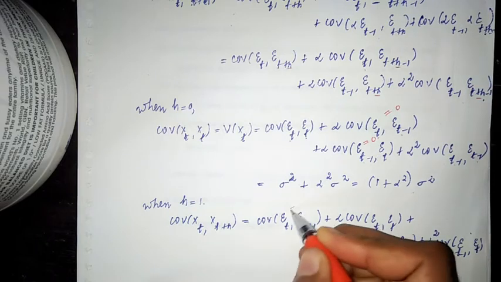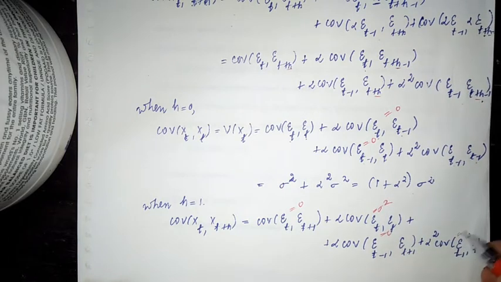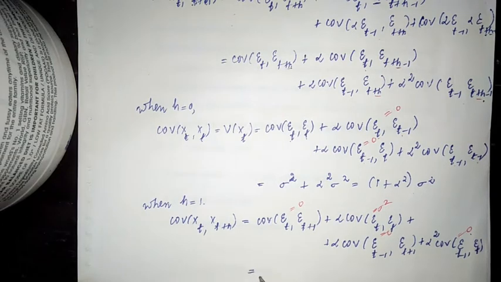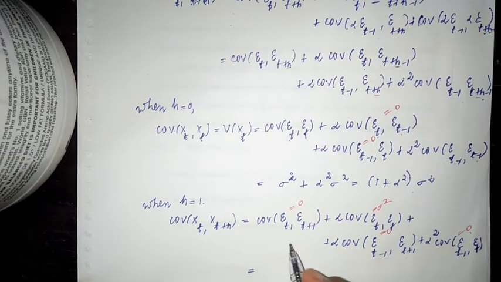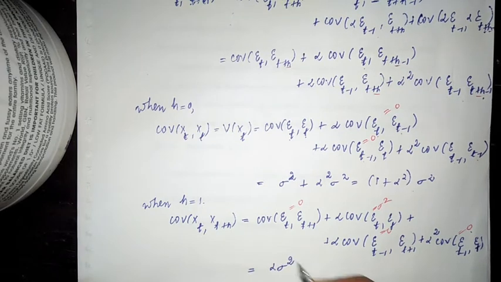I is not equal to j, this will become 0. So this is not 0, this is sigma square. Here it will become 0, this will become 0. So now what is the covariance between xt and xt plus h when h is equal to 1? So it is alpha into sigma square, right?